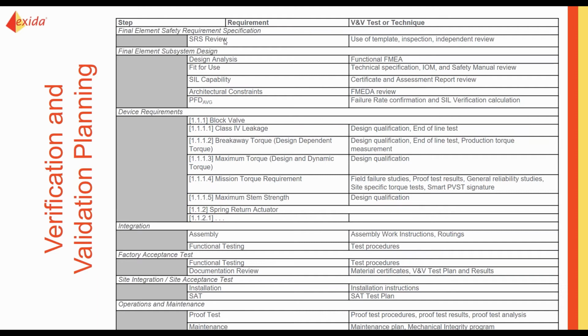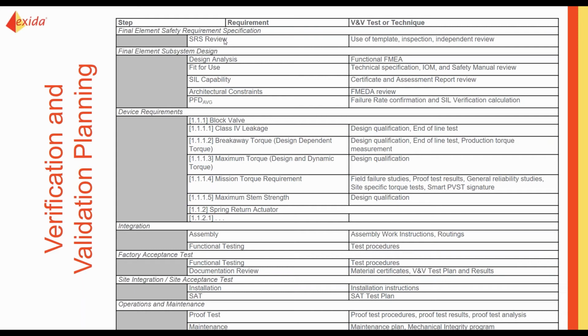We look at final element subsystem design, design analysis. We're going to do a functional FMEA, which is going to give us our devices and components, and then what functions they are performing and how they could fail. So for fit for use, we're going to look at the specifications, the IOM, and the safety manual review to make sure that it appears to be the correct design.